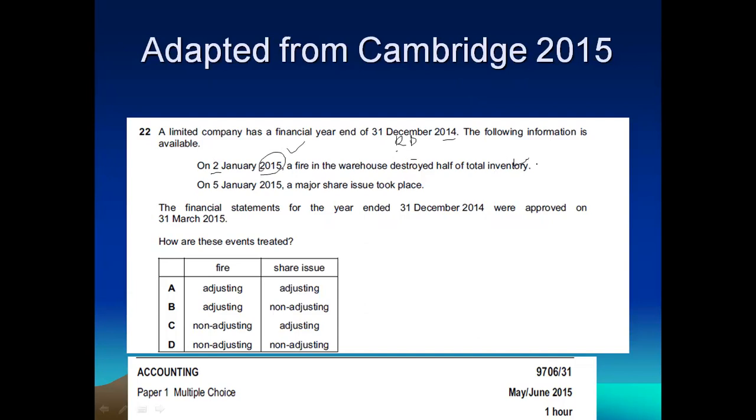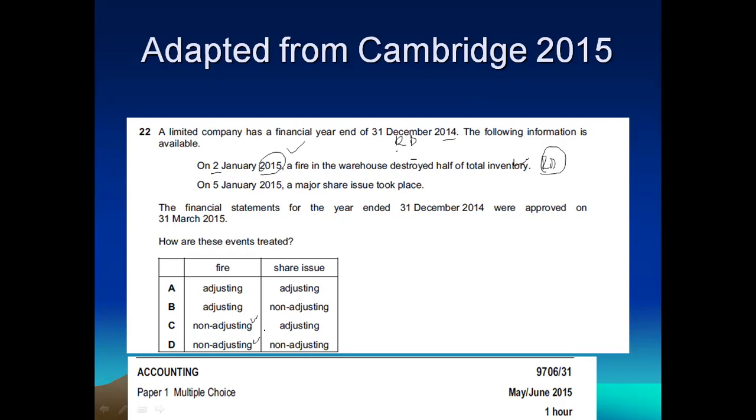Did I say on our notes what we do with fire? At the reporting date, do we go back and adjust the books? That's a very correct answer. We do not adjust. So this is a non-adjusting event. We assume this answer is correct because there was no evidence that there was fire at 31 December. This fire occurred on the 2nd of January 2015, so it's a non-adjusting event. So we are assuming that C and D might be correct.